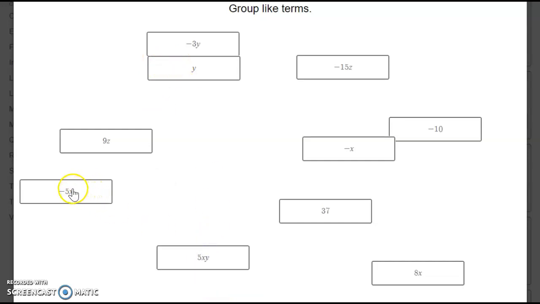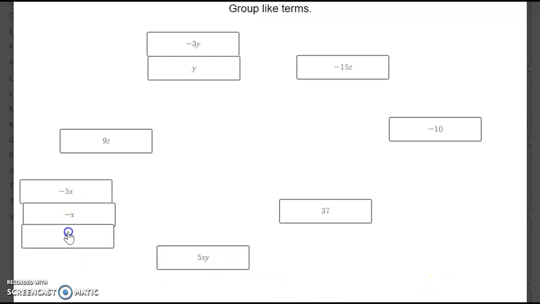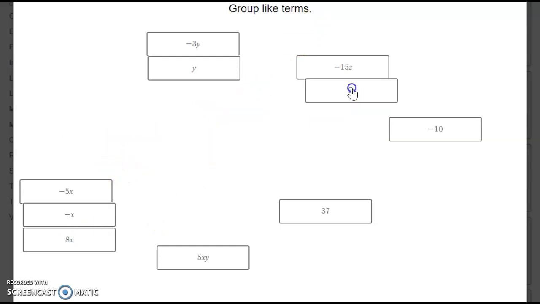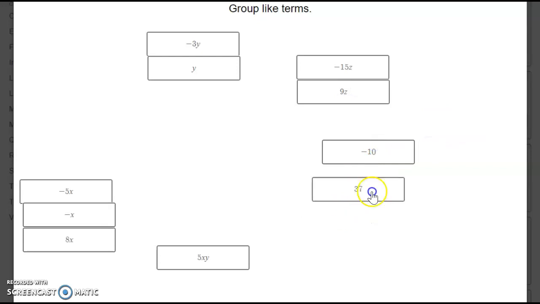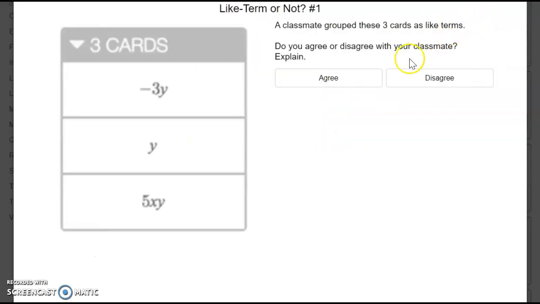Okay? What about 5x here? Are there any more x's? Yes. Okay, do we have any more x's? Yes. Alright, so what about the z's? 9z and negative 15z. And the numbers here, we have 10 and 37. Okay, so here we go. We're done. Alright, so then let's go to card number 2.